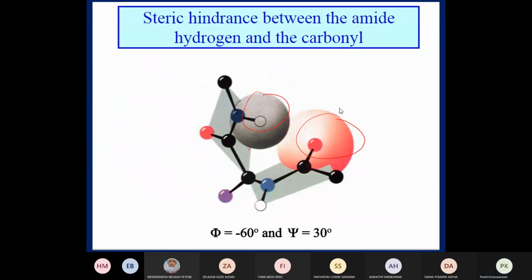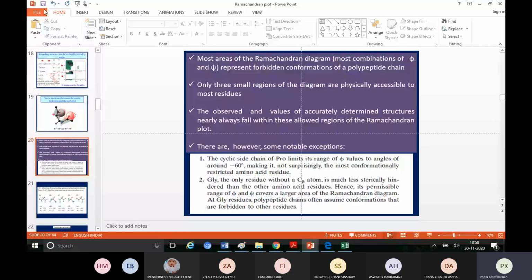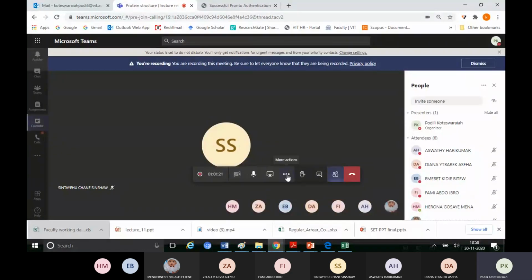So this is about the Ramachandran diagram. It is already given in the material in Lehninger. You can also go through that material for better understanding.